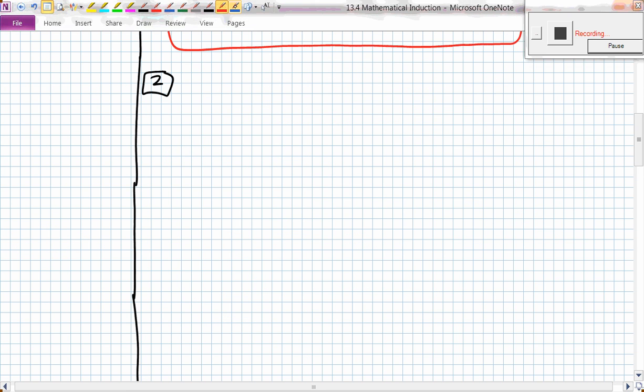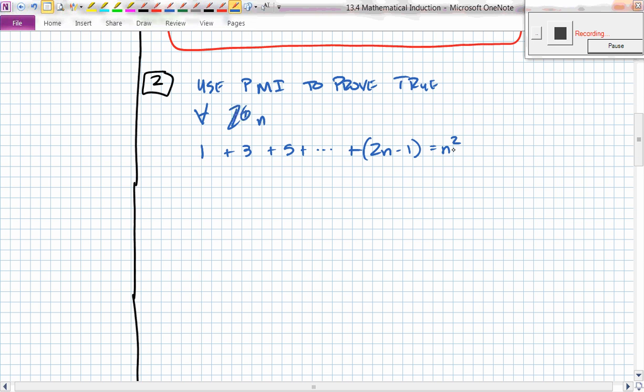What we're going to do is actually prove that first statement that we had at the very beginning. We're going to use the principle of mathematical induction to prove that this is true for all positive integers n. We had 1 plus 3 plus 5 plus and so on, plus, what was it, 2n minus 1? Is that right? Equals n squared. Let's use mathematical induction to prove that this statement is true for all positive integers n.